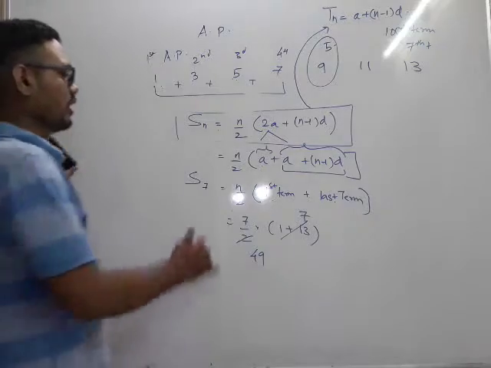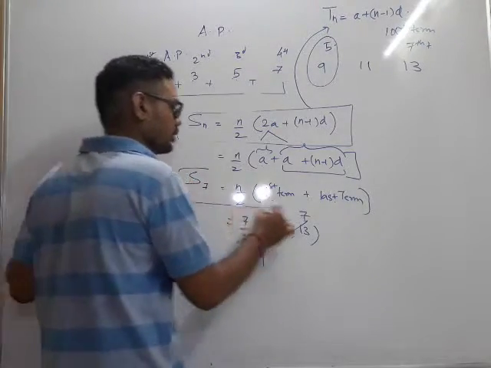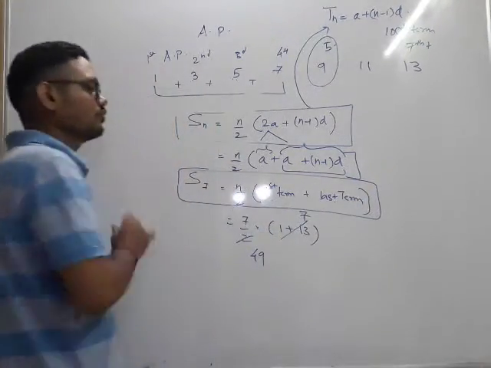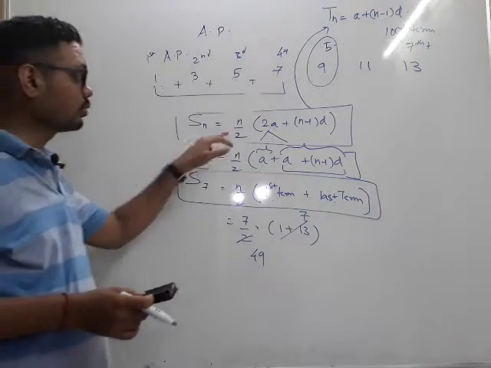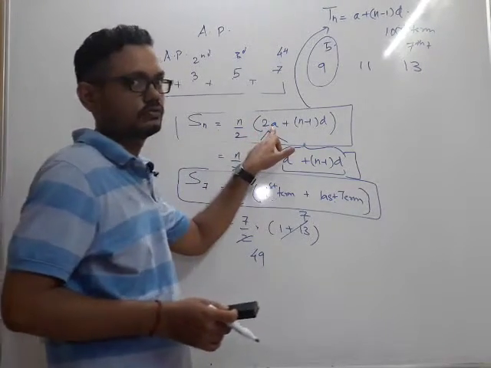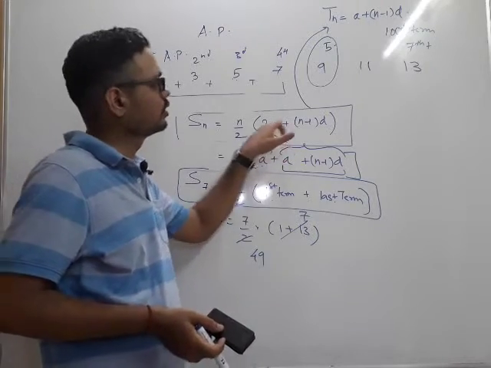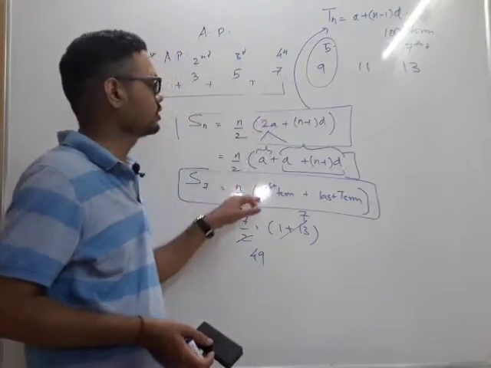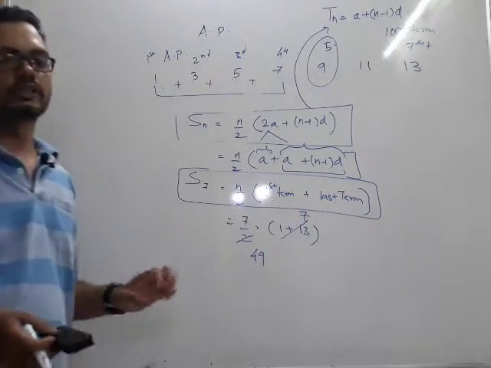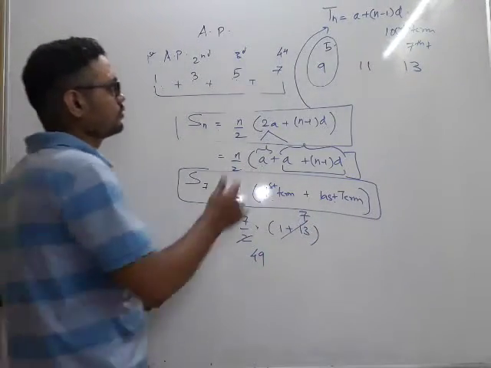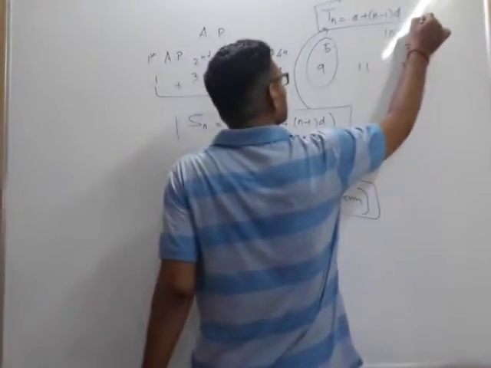So in short, I have now got one more formula: if I have to find the sum of all the numbers in the AP, I don't need to know a, the first term, I can know that. I don't need to know d. I just need to know the first term and the last term. That's it, and I can find it. So I have derived three formulae.